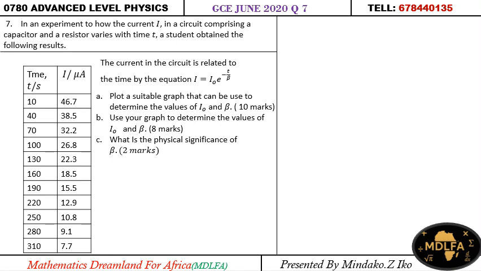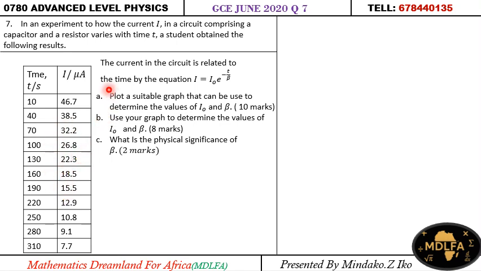So that is the question displayed to you, and we'll be tackling the solution as far as possible. The question reads: In an experiment to know how the current I in a circuit comprising a capacitor and a resistor varies with time t, a student obtained the following results. A student carried out the experiment and obtained the following result as displayed on the table.